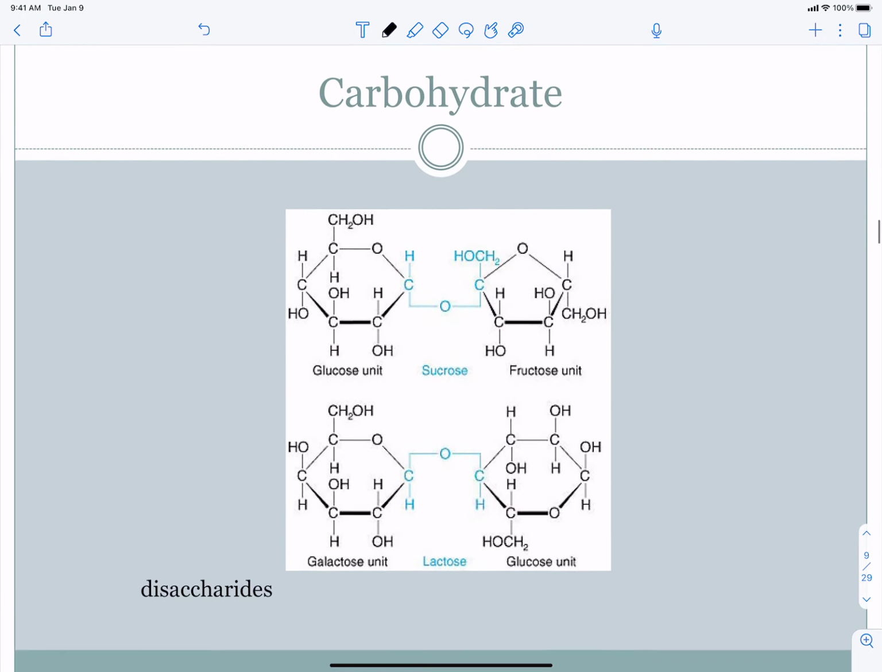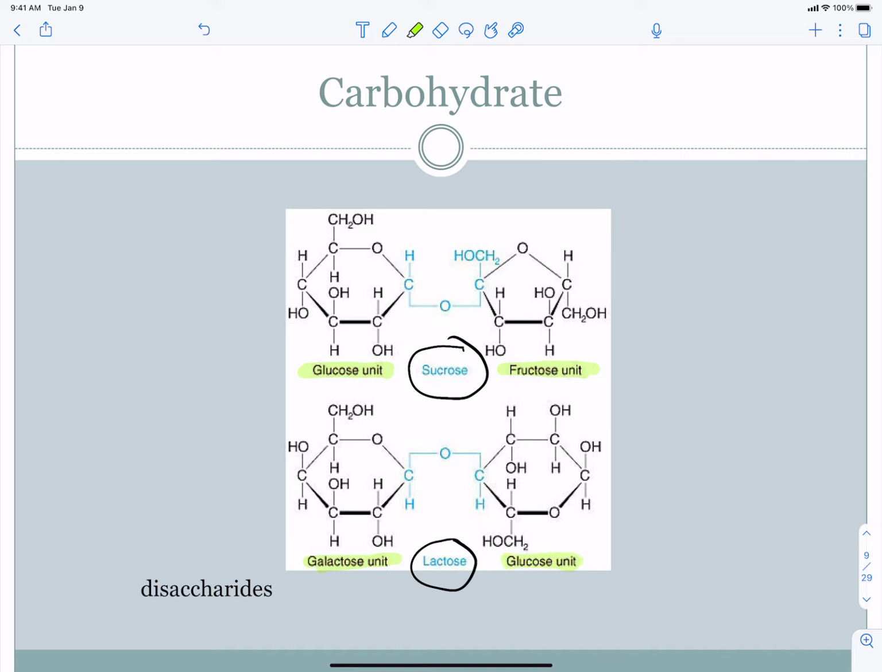Okay, so carbohydrates can come in different forms. We have here shown disaccharides. So you have a molecule of sucrose and you have a molecule of lactose. And you can see that the molecule of sucrose is going to be made up of one glucose unit and one fructose unit. Lactose is made up of galactose and glucose.